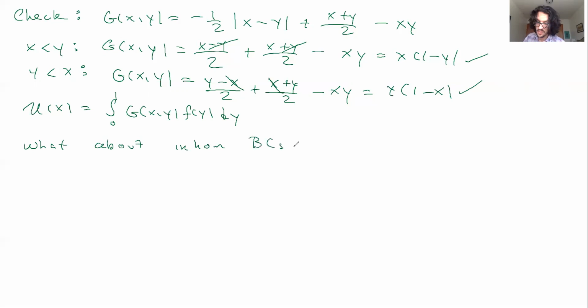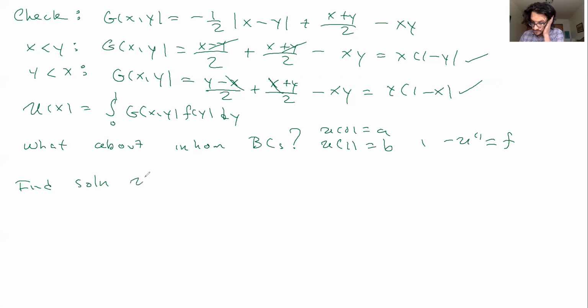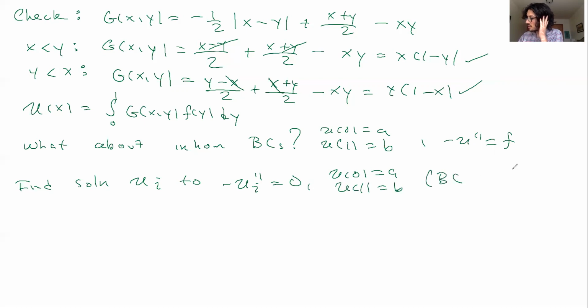Okay. So what about the case where we have inhomogeneous boundary conditions? Let's say u(0) equals a, and u(1) equals b, and then we still have our one-dimensional Poisson equation. Okay. Well, we start by finding the solution, call it u_i, with u_i'' equals 0, u_i(0) equals a, u_i(1) equals b. Okay. And this will be our boundary condition solution.